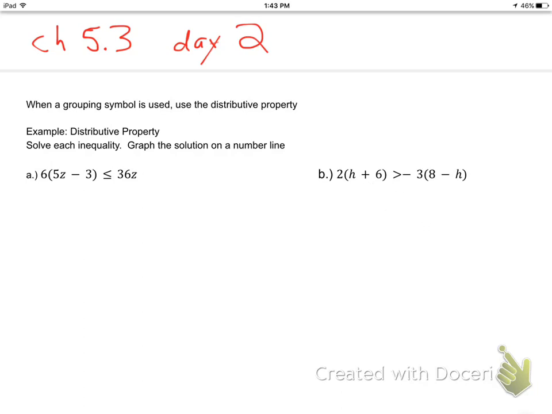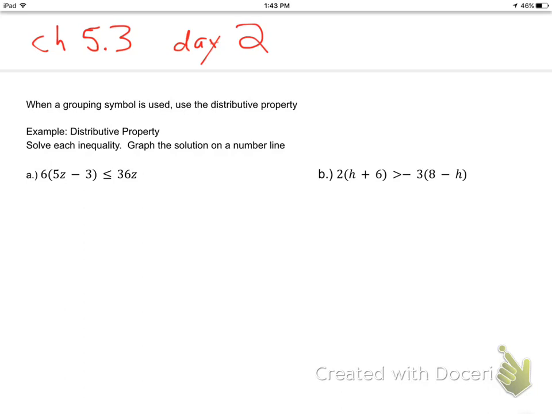Guys, the biggest thing that you can take from this is that it doesn't matter if there's grouping symbols or not. The biggest key is if I multiply or divide by a negative to both sides of the inequality, that's when you're going to what? If I multiply and divide by a negative number to both sides, that's when I'm going to switch the inequality symbol. Okay? So, the first one.